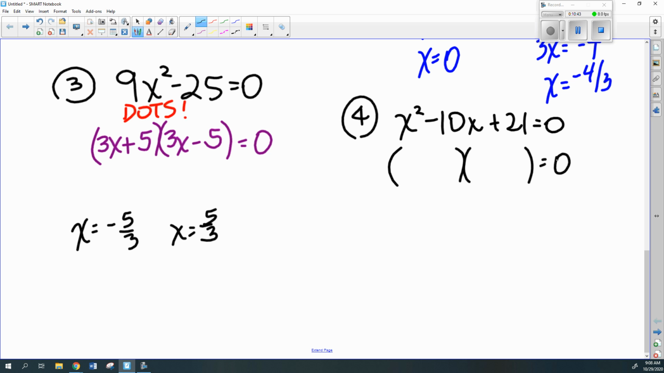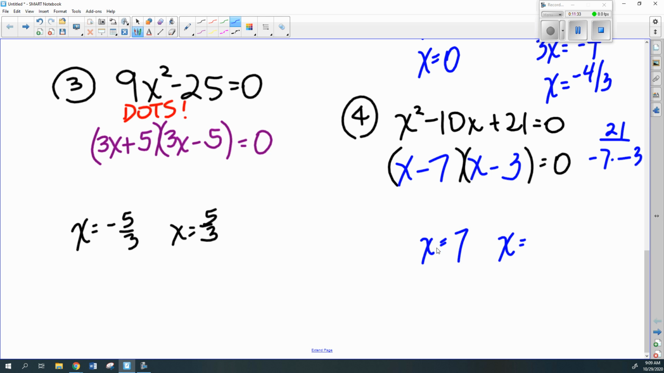Remember with this kind, you break the letter up in the front of each, and then you ask yourself, what multiplies to be the third number, but adds to be the middle number. So I need something that multiplies to be positive 21, but adds to be a negative number. So both negative, 7 and 3. Does it matter which one I fill in first? Nope. Now, remember, the solving part where you set each one equal to 0, if you can do that in your head, you don't have to write that step out. What are we going to get? Positive 7 and positive 3. Okay, questions on that?